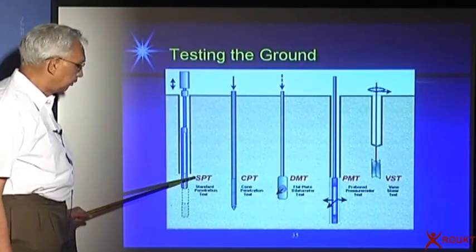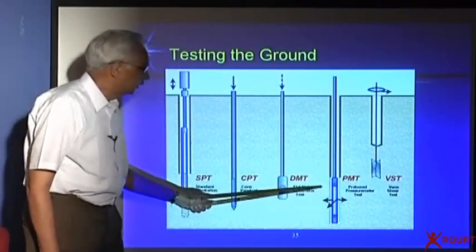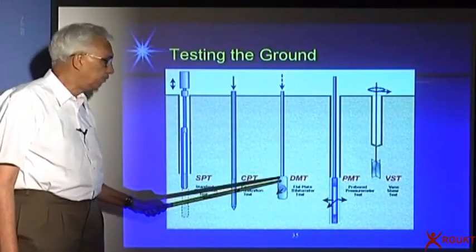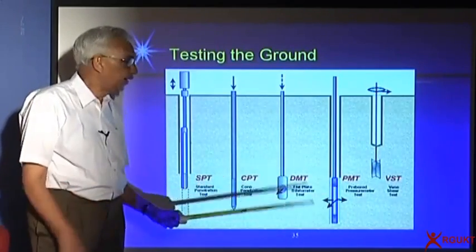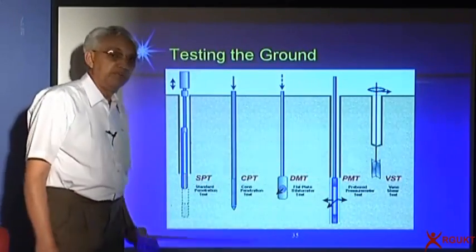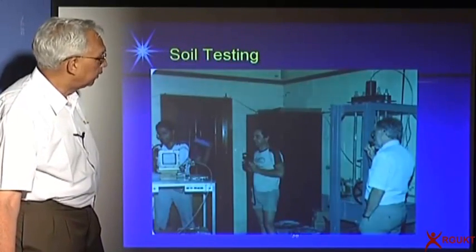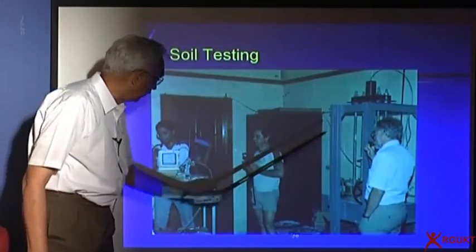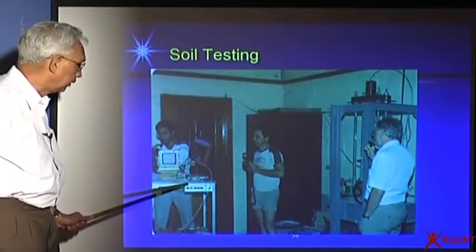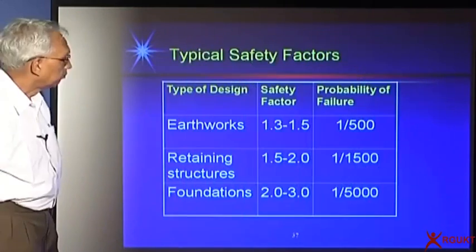This is the most common, the standard penetration test. This is for soft soils. These are some more, like our CAT scan and NMR, very powerful techniques from where I can get the properties of the ground very easily. And this is how a typical laboratory would be. People are trying to measure through a loading frame. Sometimes you use computer control, and we try to measure the properties.